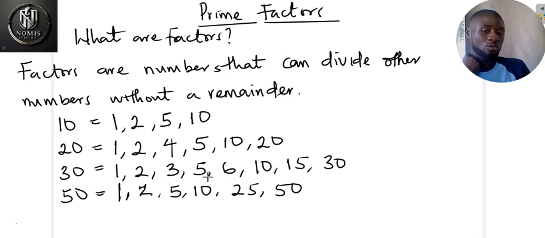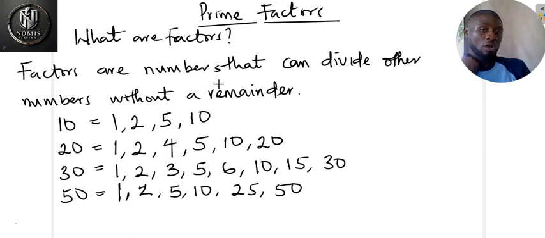Then the next will be the one that if I multiply by 3 will give me 30, and that's 10. So that suggests the next. Then the next will be the one that if I multiply by 2 will give me 30, 15, and then lastly 30. So this is how simple you can get the factors of any given number.